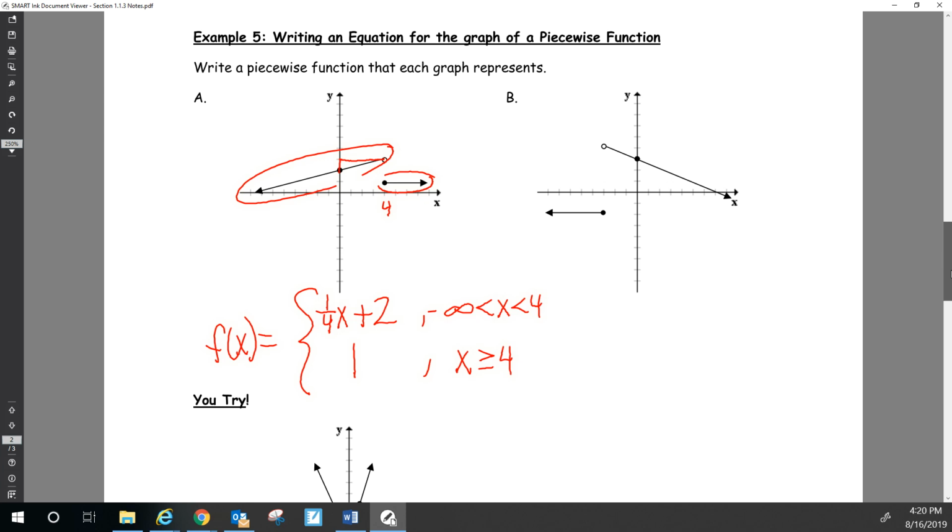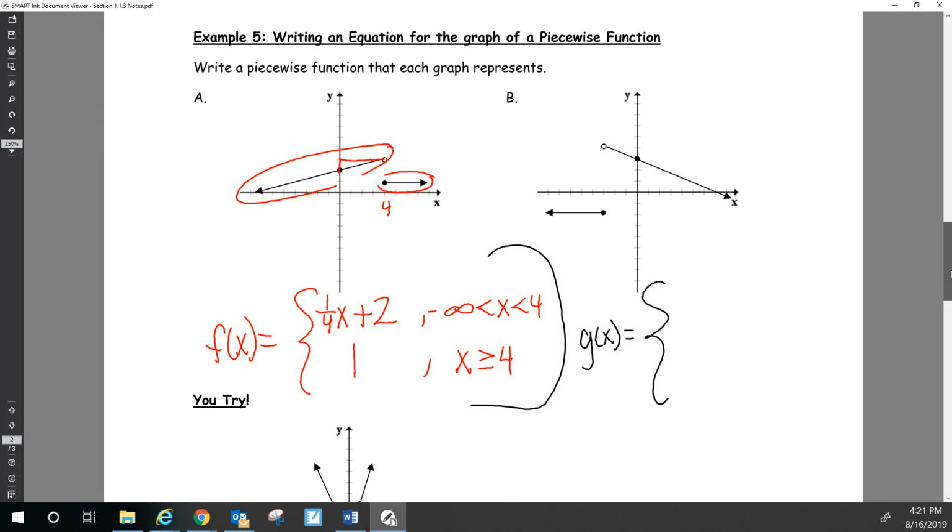Let's look at B. Again, I've got two pieces to this graph. One from negative infinity to negative 3, including negative 3. And then one from negative 3 to infinity, but this time we don't include negative 3. So let's start off and change colors here. Write a little smaller. I don't know, why don't we call this one something else? How about g of x for this one? G of x has two pieces, so I need that big squiggly set bracket looking thing. So I have two lines.